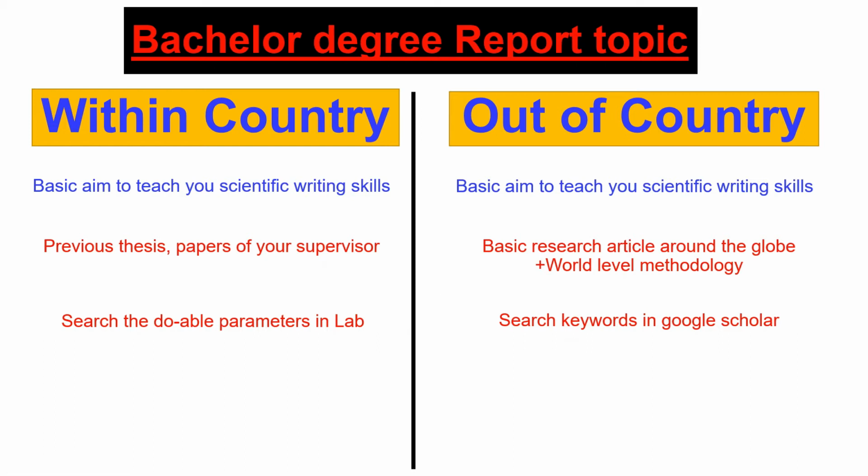researching panicle development, flower development, reproductive development, and let's suppose your crop is Brassica napus or rice, you can just enter these keywords within Google Scholar, and the latest articles will be downloaded.